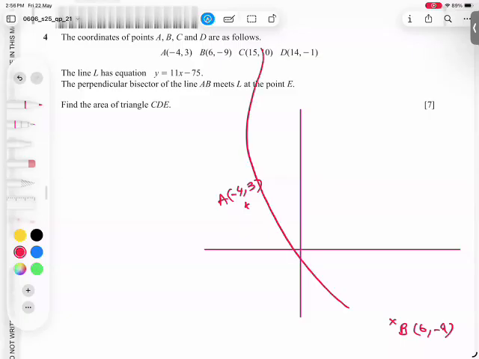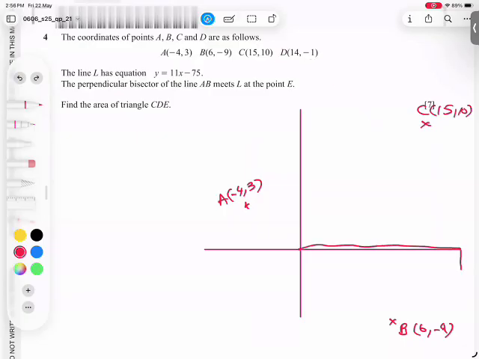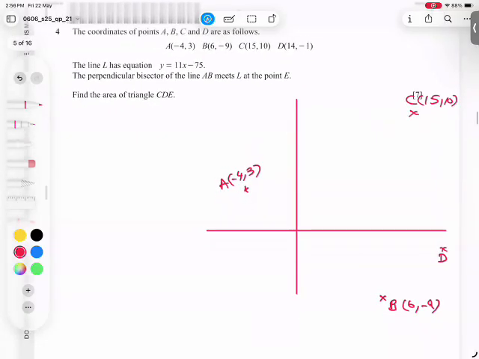Where is the C coordinate? C is 15, 10. So 15 is somewhere here and 10 up, so somewhere here. And where is D? D is 14, negative 1. So 14 is somewhere here and 1 down. So this is the D coordinate. I'm writing here the D coordinate: 14 and negative 1.